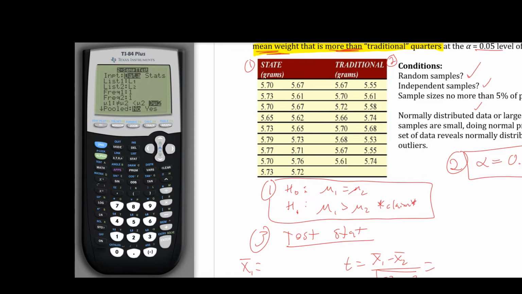In my case, yeah, L1, L2. Keep the frequencies at 1. And the alternative statement here is that mu1 is greater than mu2, so make sure that that's highlighted. And then pooled, keep that at no.